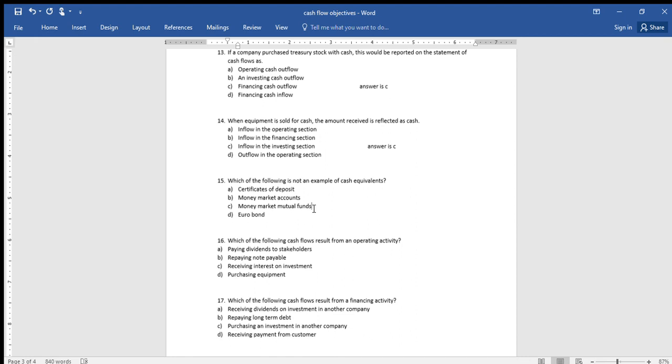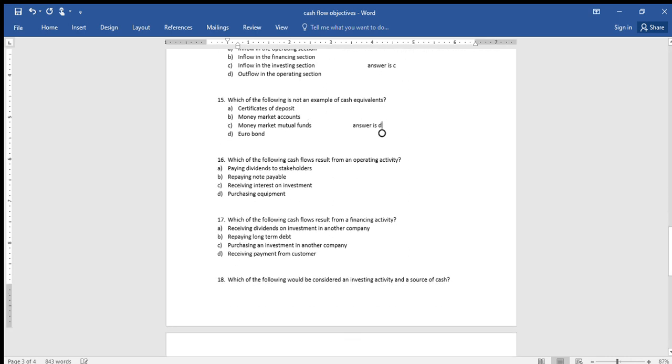Eurobond is a fixed income debt instrument, so it's not highly liquid. Cash equivalent refers to those assets that are highly liquid when they can easily be converted into cash. So here the answer is D, Eurobond.